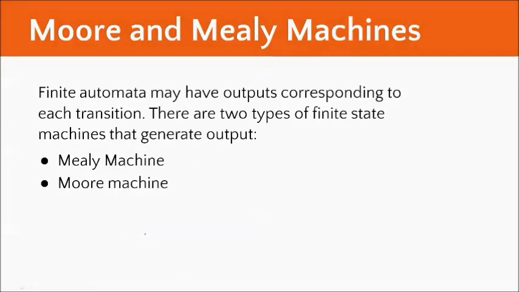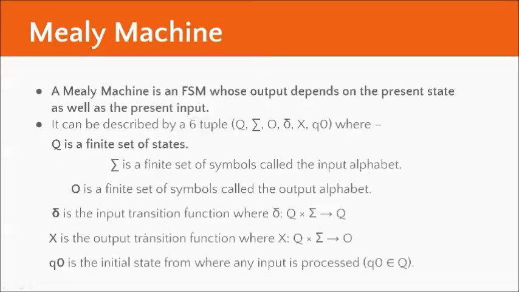So next is Moore and Mealy machine. Again, this was mentioned a while ago. Moore and Mealy machines are the two types of finite state machine. A Mealy machine is an FSM, or finite state machine, whose output depends on the present state as well as the present input.